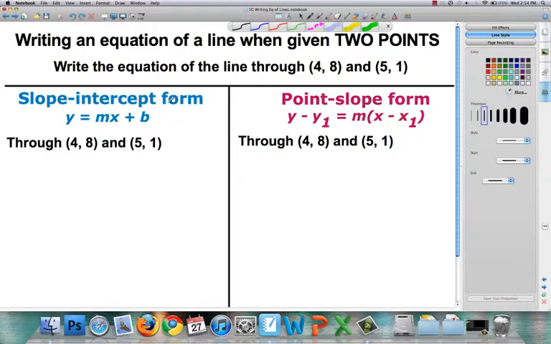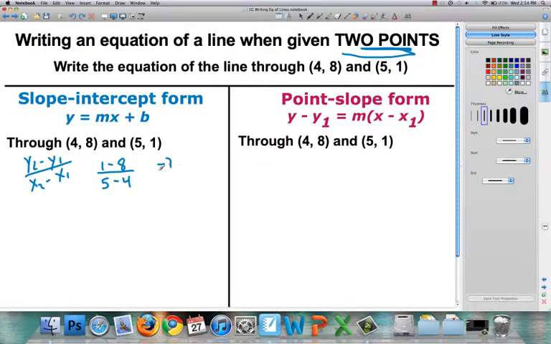Now let's look at an example writing an equation of a line when I'm given 2 points. So in this example here, I have points 4, 8 and 5, 1. So I don't know the slope, I don't know the y-intercept, but I can easily find the slope. If you remember, our slope formula is y2 minus y1 over x2 minus x1. So if I plug this in, 1 minus 8 over 5 minus 4. So I get -7 over 1, which I can just write as -7. So now I have my slope. So I can put that into my y equals mx plus b form.